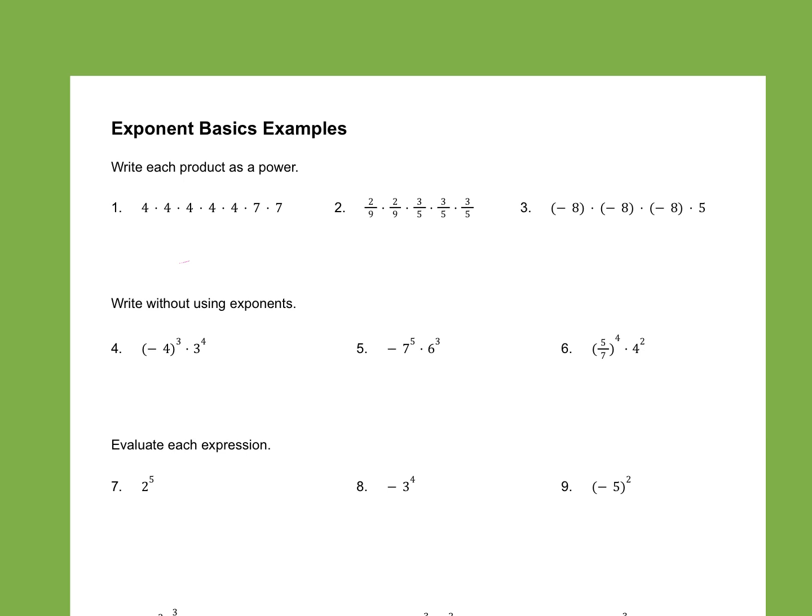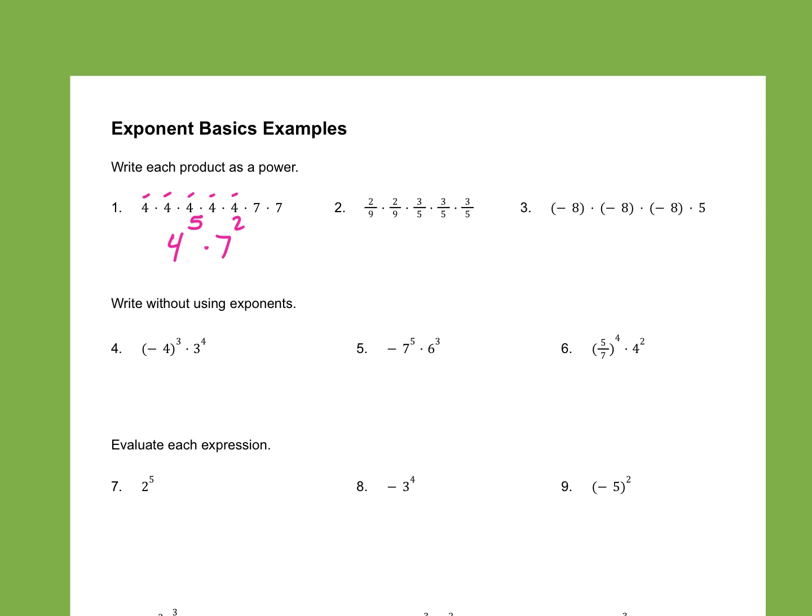So in number 1, we have 4 being multiplied by itself, so the base would be 4. And we have 1, 2, 3, 4, 5 of them being multiplied. So it's to the 5th power. So that tells us that we're going to multiply 4 by itself 5 times. And we also have 7 being multiplied by itself 2 times.